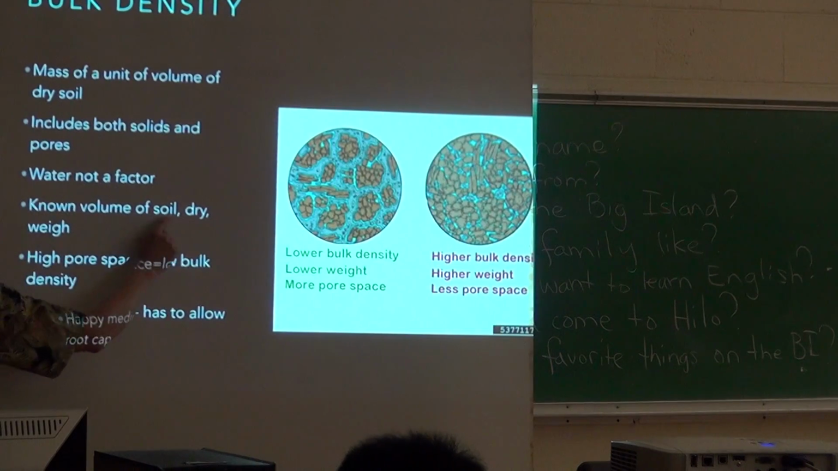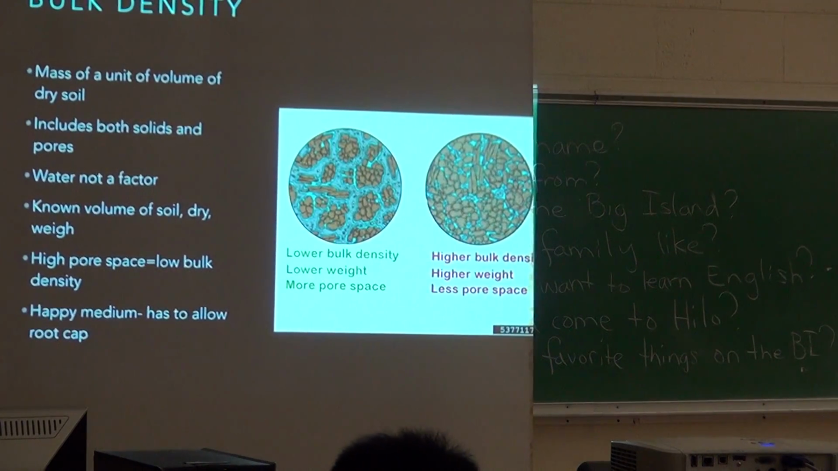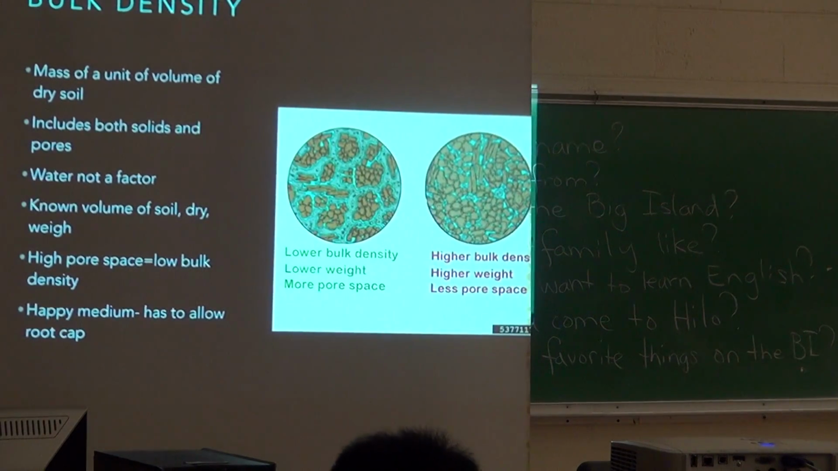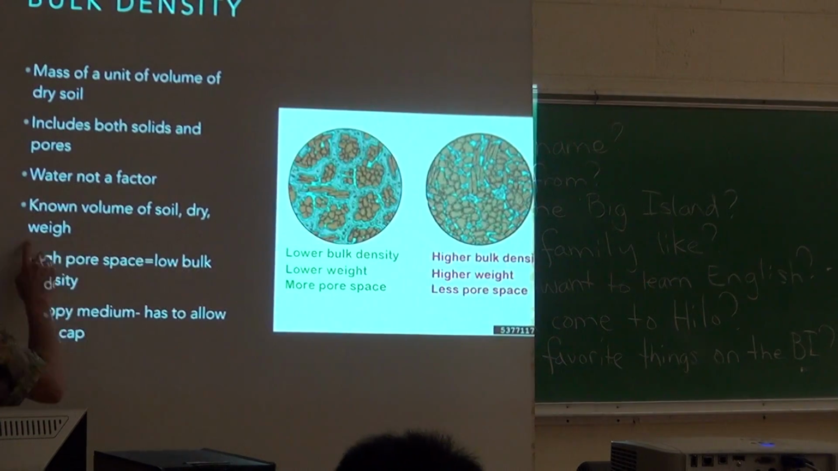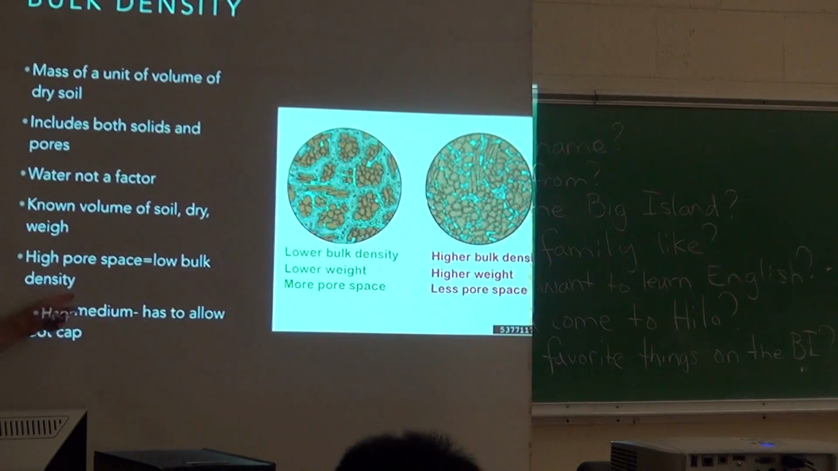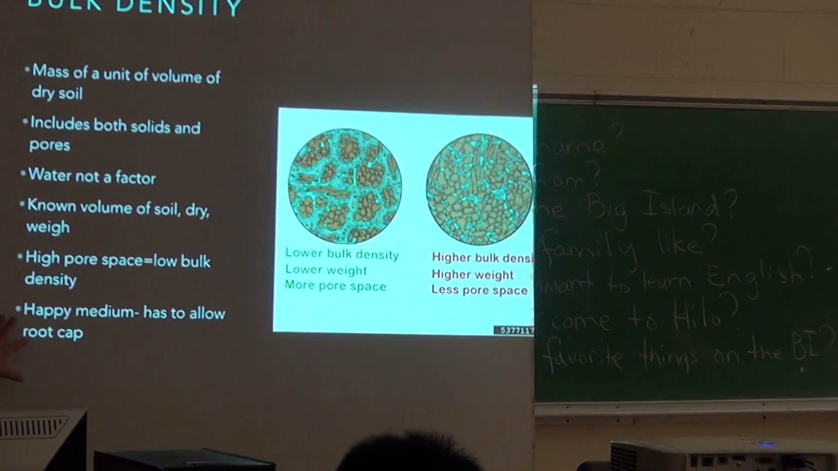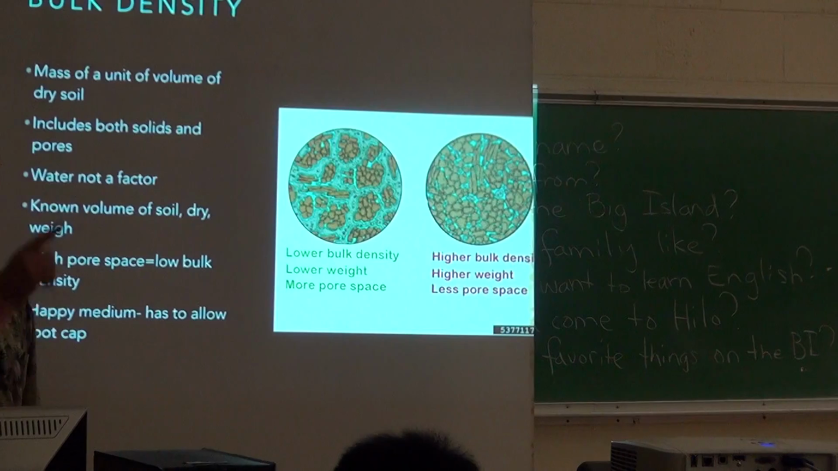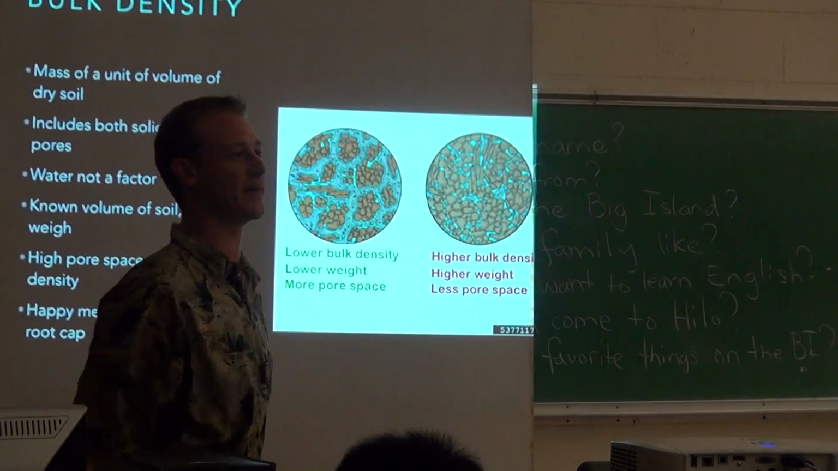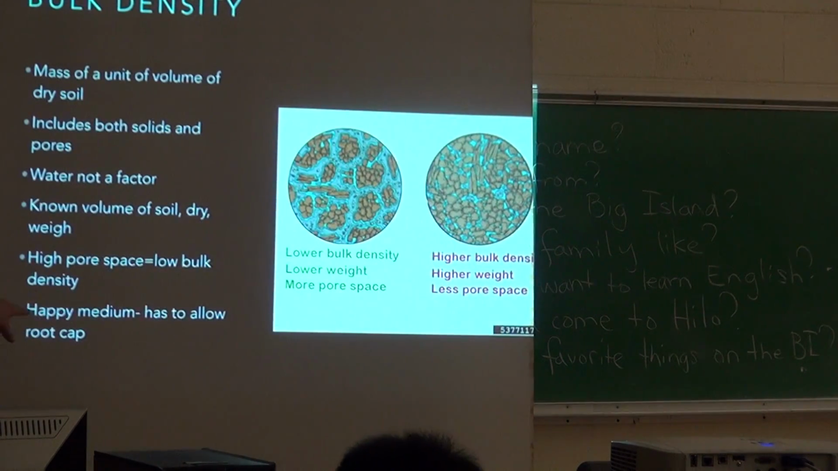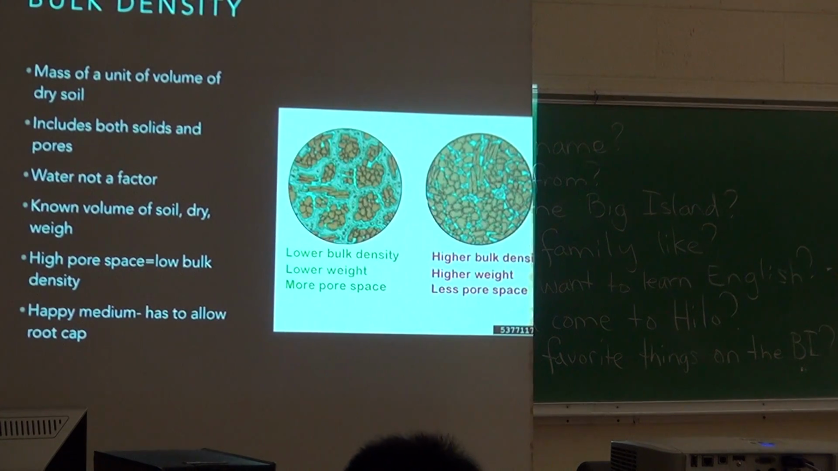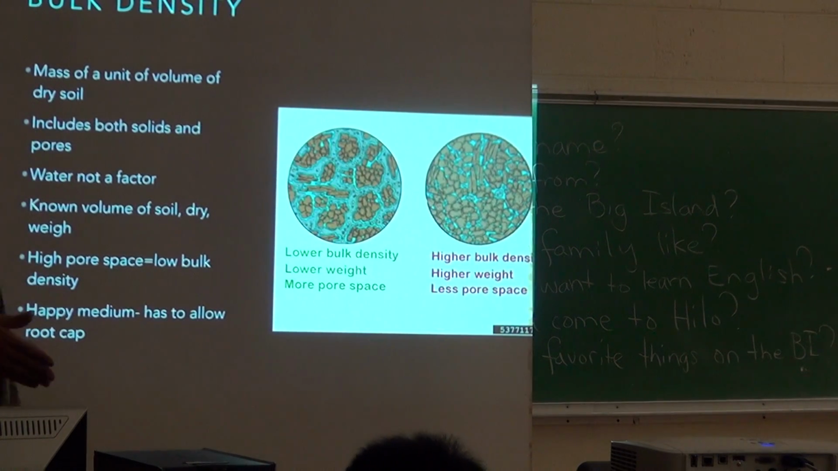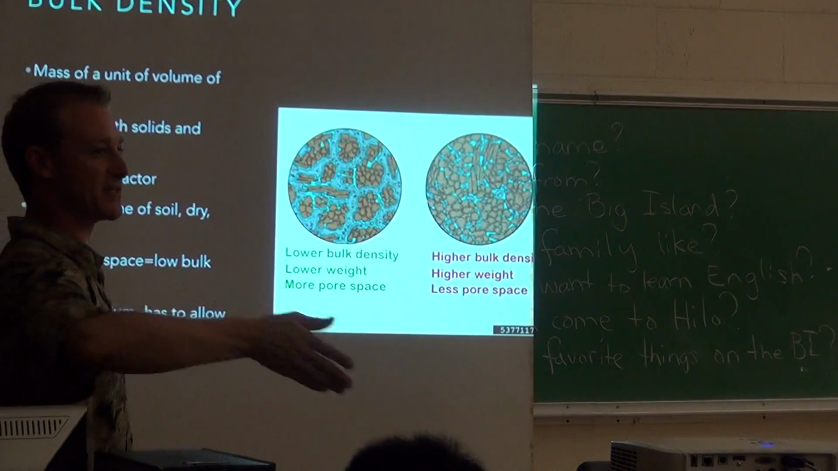You take the known volume of soil, 2 centimeters cubed, you dry it, and then you weigh it, and you compare those two. High pore space equals low bulk density, and the happy medium is that the density of the particles has to allow for a root tip to be able to come in between them. And that is a huge factor. Happy medium is at least enough room for a root tip to come in and then move the aggregates aside as it grows through.